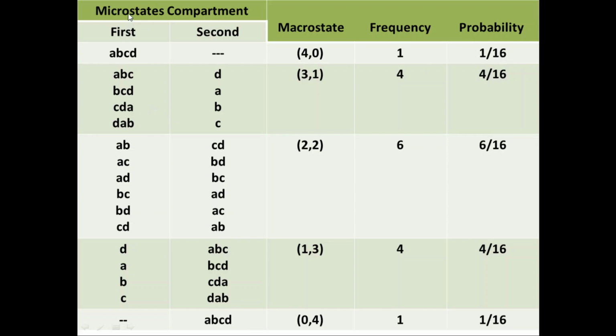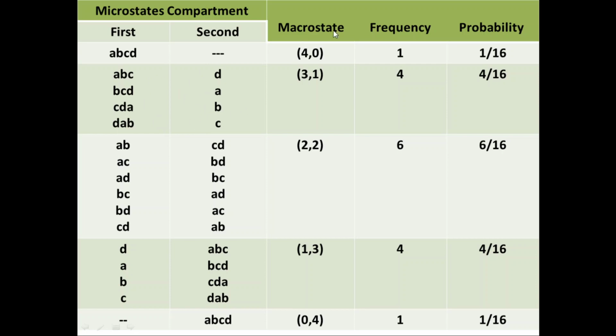Now the second one, how can we arrange it? This is also in an orderly manner. That is A, B, C and D first, then B, C, D, A, then C, D, A, B, then D, A, B, C. This is the way we can arrange the particles, so that in the first compartment there are 3 particles and in the second compartment there is 1 particle. So we can arrange in an orderly, simplified manner.